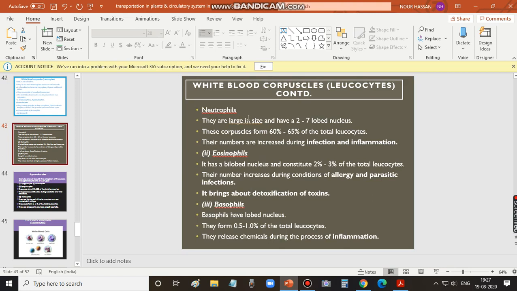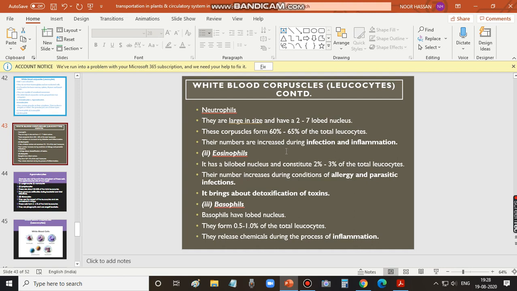First one is neutrophils. They are large in size and have a 2 to 7 lobed nucleus. The nucleus of neutrophils is a lobed structure, with a maximum of 7 lobes. These corpuscles form 60% to 65% of the total leukocytes. Out of the total volume of the leukocytes, neutrophils form about 60 to 65 percent.